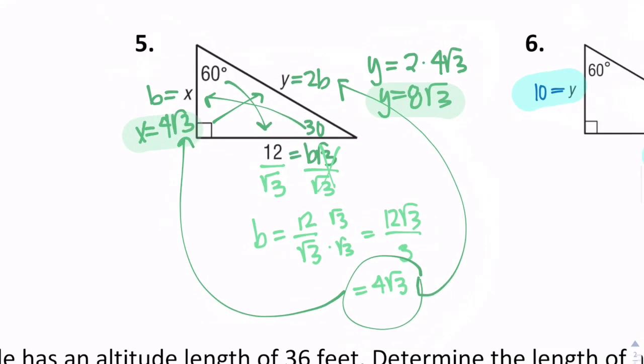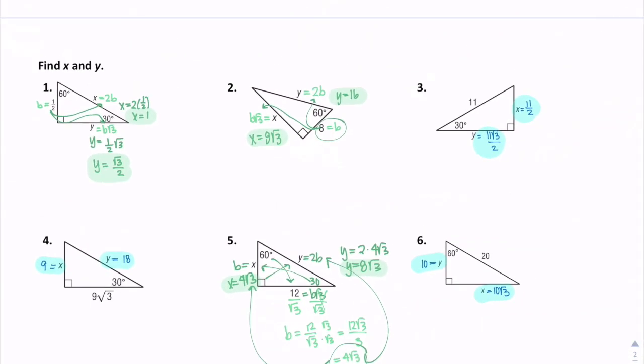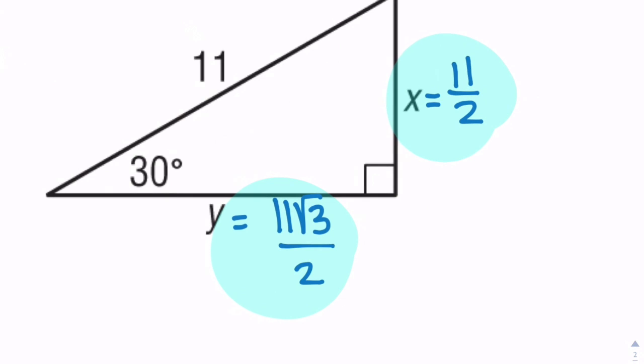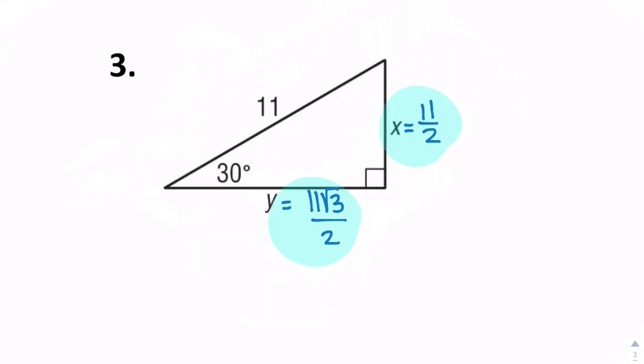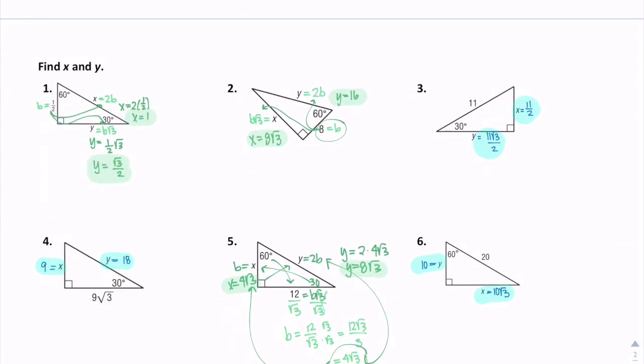All right. Go ahead and finish 3, 4, and 6. Notice how in number 3, for y I wrote, rather than putting 5.5, I left it as a fraction so that it looks a little bit nicer. Go ahead and do 3, 4, and 6. Pause it, check your answers.